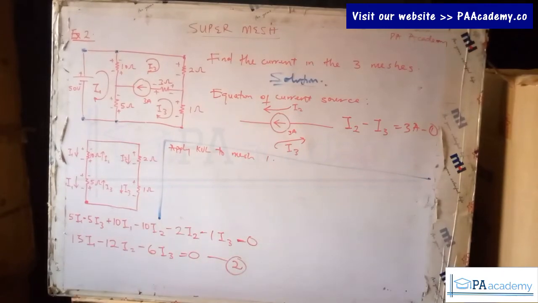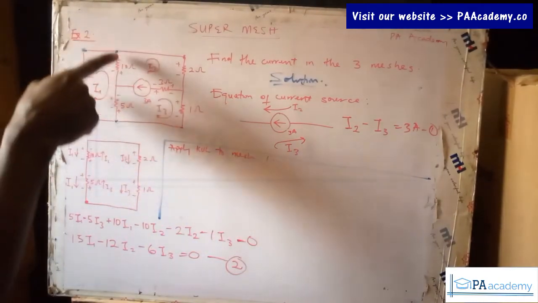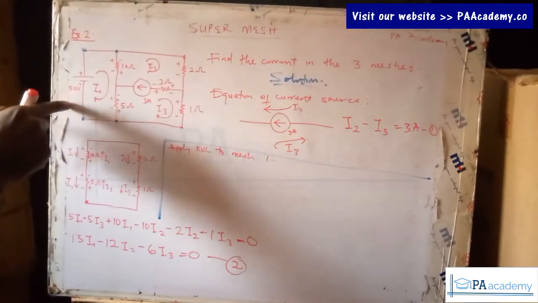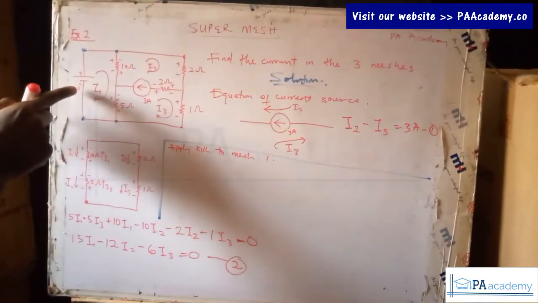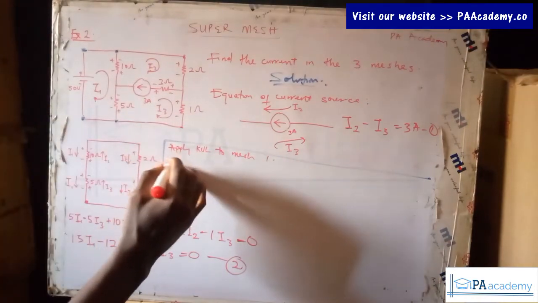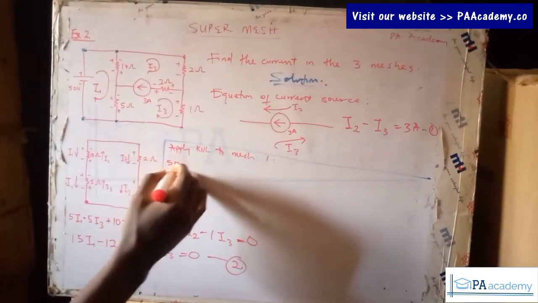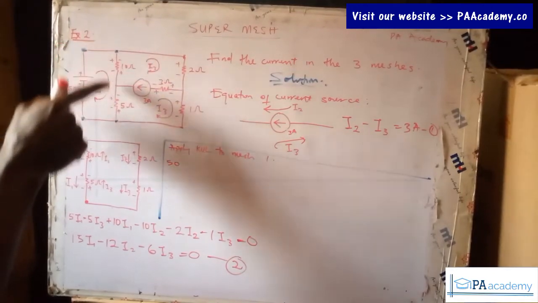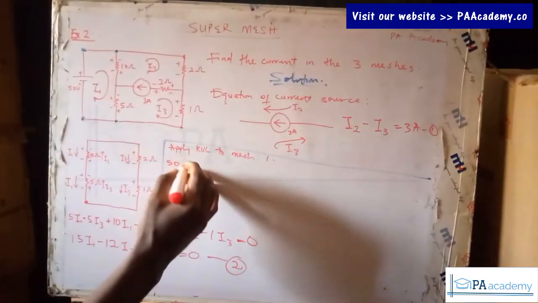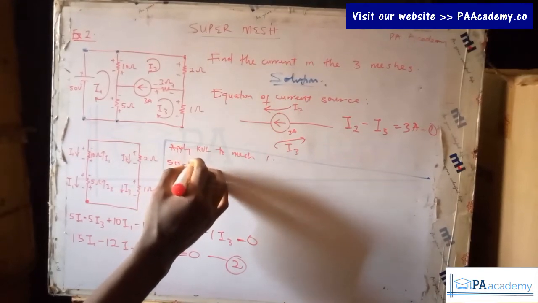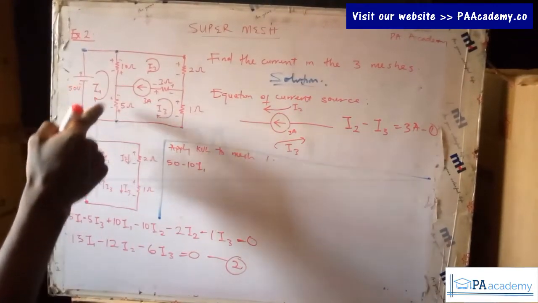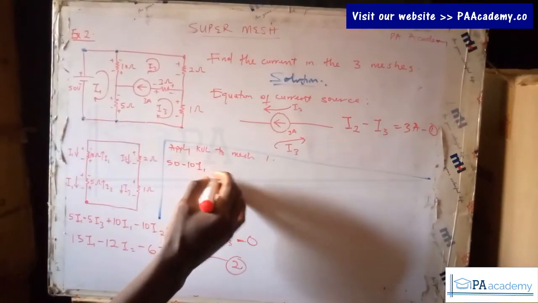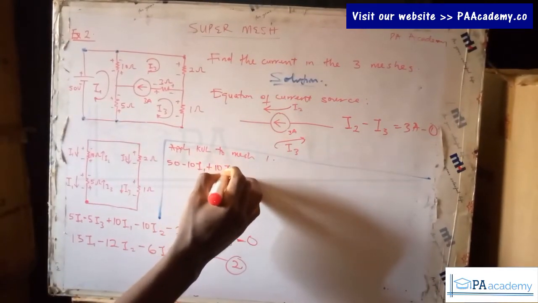To apply KVL, let's take it from this node and then go around this particular mesh. The first element we come across is a voltage source, 50. From negative to positive, that will be plus 50. When we get here, from positive to negative, that's going to be minus 10I1, due to I1. Also, we have from negative to positive due to I2, so that's going to be plus 10I2.